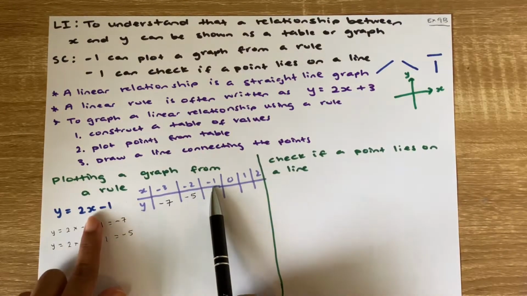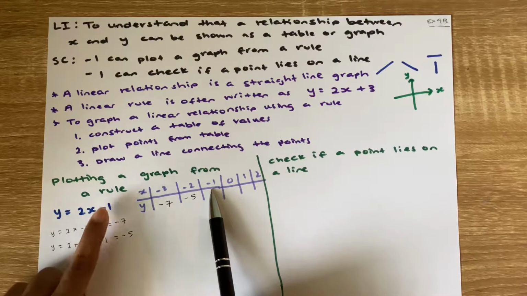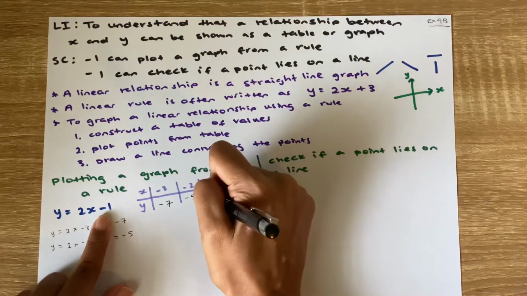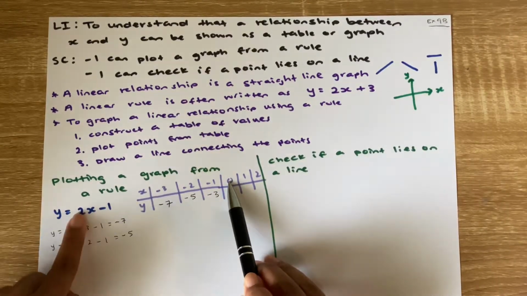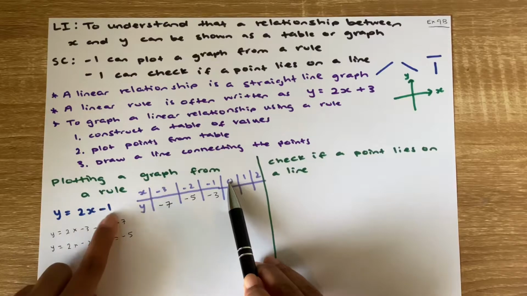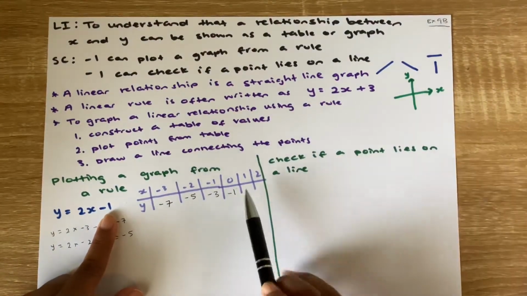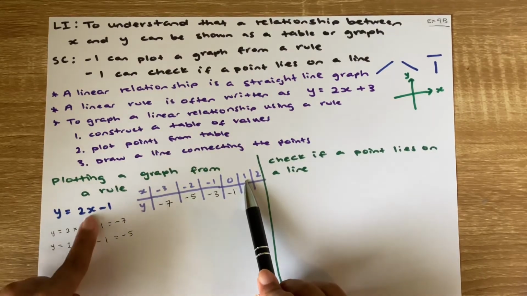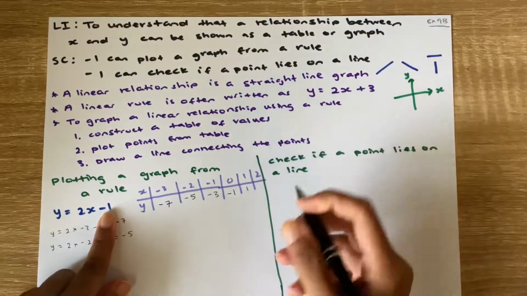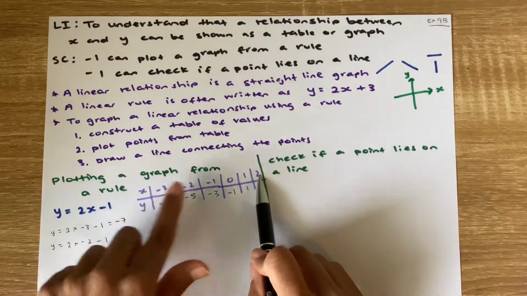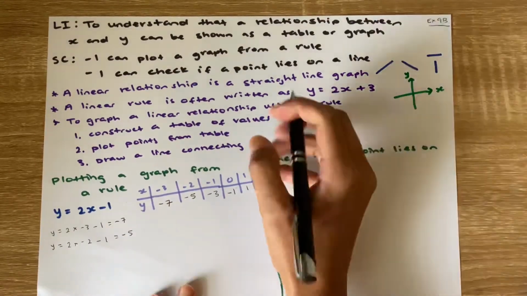When x is -1, 2 times -1 is -2. -2 take away 1 is -3. So I'm going to fill that out. When x is 0, 2 times 0 is 0. 0 take away 1 is -1. So I'm going to fill that out. Now when x is 1, 2 times 1 is 2. Take away 1 is going to be 1. And then our final one, when x is 2, 2 times 2 is 4. 4 take away 1 is 3.